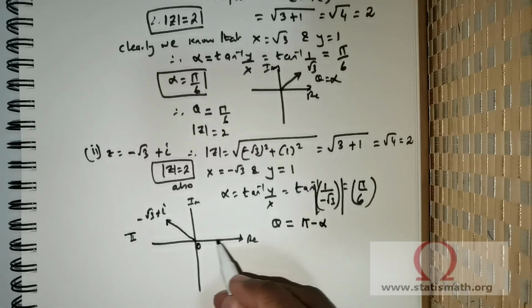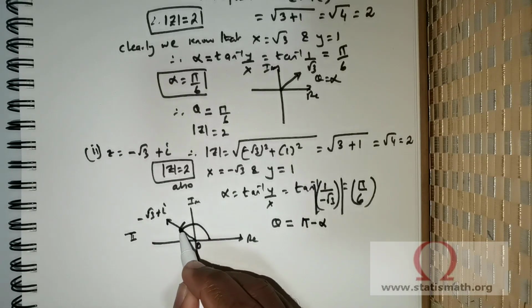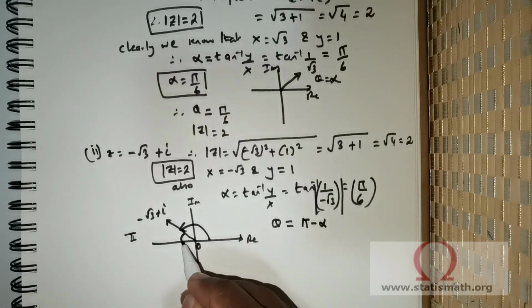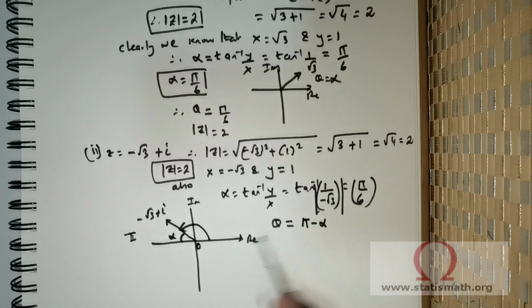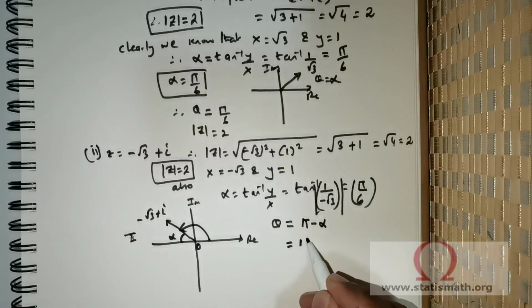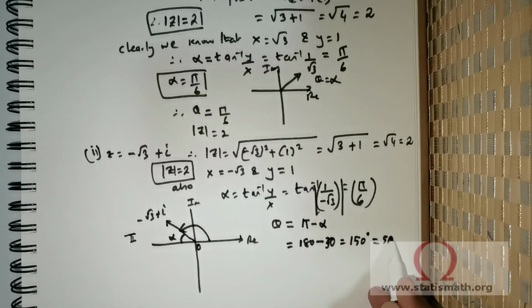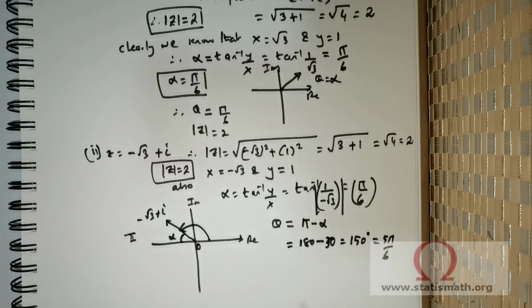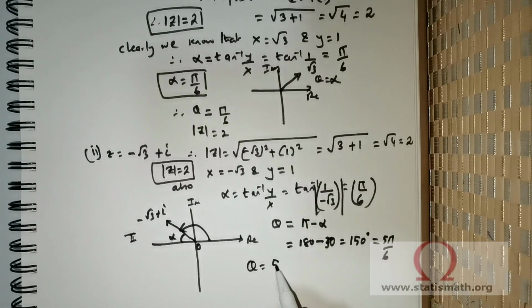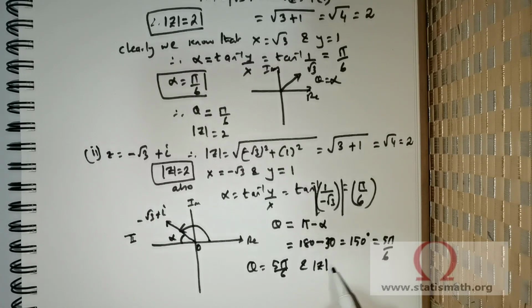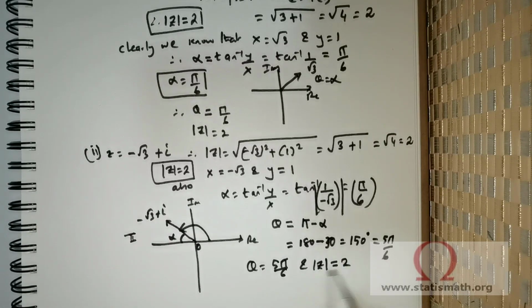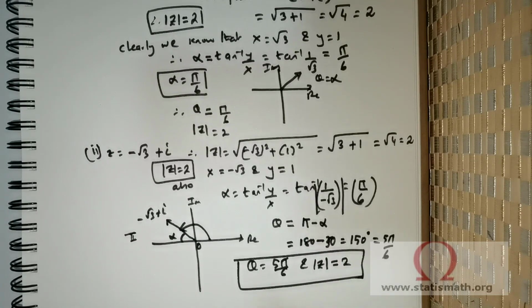Okay, so in other words, my theta will be moving on this side. Of course my alpha will be over here, and alpha is pi over 6 and the value of theta has to be found. Theta is 180 minus pi over 6, that's going to be 30 degrees, and that will give me 150 degrees, which is nothing but 5 pi over 6. So theta is 5 pi over 6 and the magnitude is equal to 2. So this completes the solution to this question.